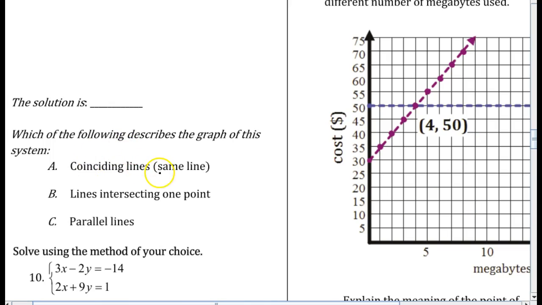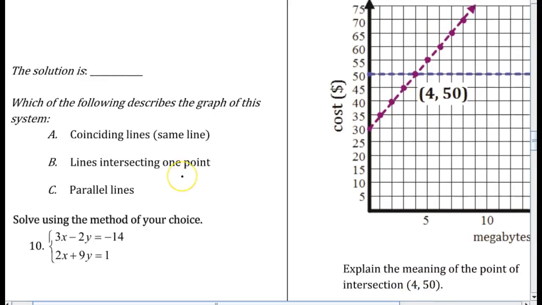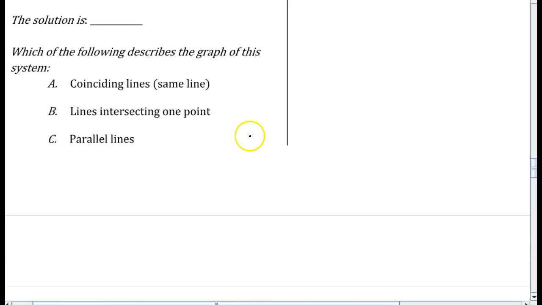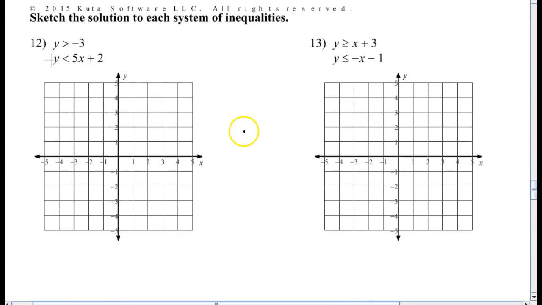coinciding lines, just means it's the same line. If you solve them both for y, it turns out to be the same equation. Parallel, we've done that. But go to the very back, the very last page, and let's just look at a few of these. This is considered your homework for this lesson, just finishing these four.